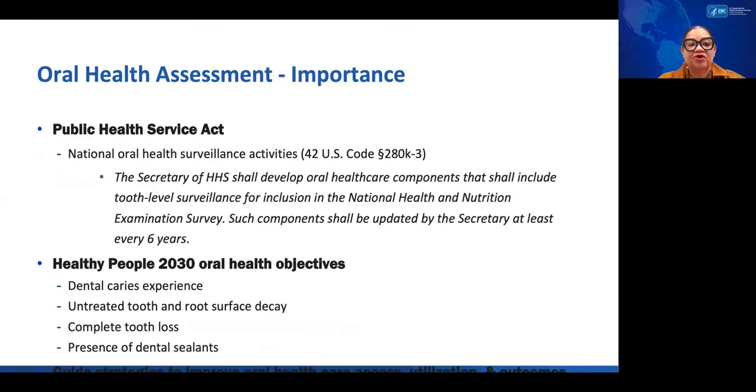And as I mentioned before, this one focuses more on why we even collect surveillance data. So this is the Public Health Service Act that the HHS Secretary has supported, that would include that we do an oral health assessment and that this information should be updated at least every 6 years. And as I mentioned earlier, it serves as the foundation for supporting the efforts for the Healthy People 2030 oral health objectives. Next slide.